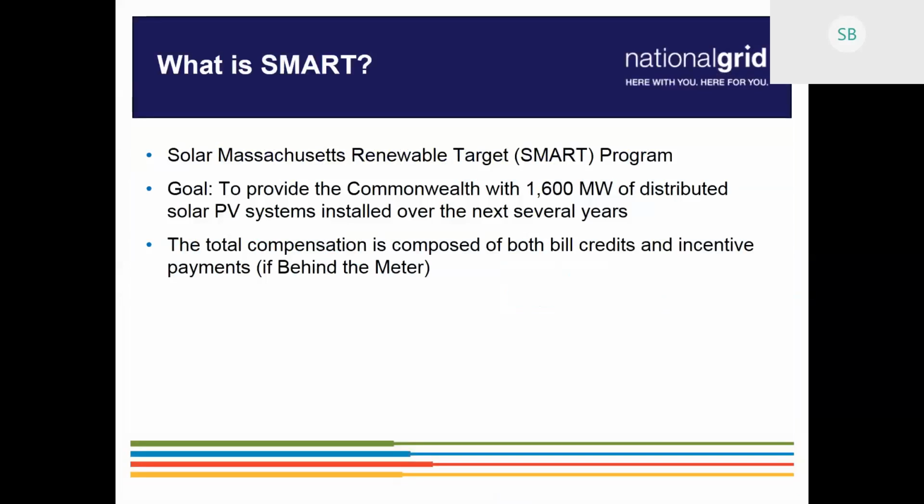So the SMART program is to give 1,600 megawatts of distributed solar throughout the state of Massachusetts. And that 1,600 megawatts is spread across all 3 of the distribution companies. The compensation works by a mixture of a credit on the customer's bill and an incentive payment that's paid monthly.